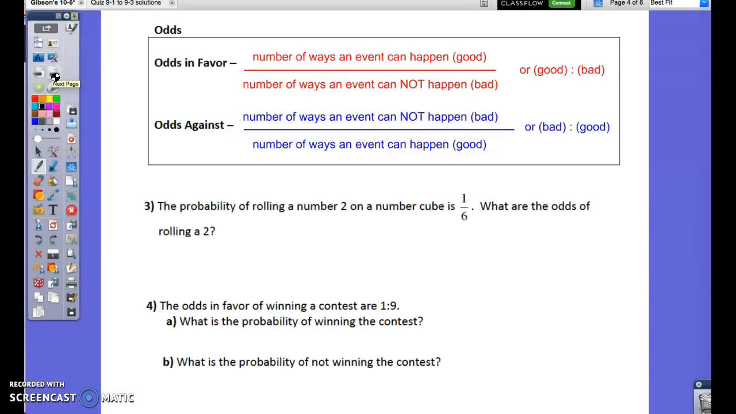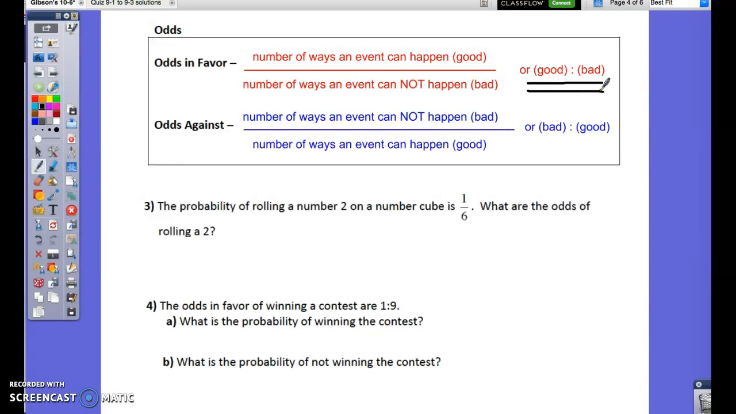All right, we're going to transition now from probability into odds. They're related, but they are two different things. There's two ways of expressing odds. When we talk about the odds being in favor, it's, again, another ratio. It's the number of ways an event can happen, which sometimes we call good or simply can, and it's divided by the number of ways an event cannot happen, or sometimes we'll simply call that bad. And another way to think about it here is in terms of that ratio written like this. It's the good over the bad, or the good to the bad. Now, the odds against is the exact same thing, except it's written as a reciprocal.